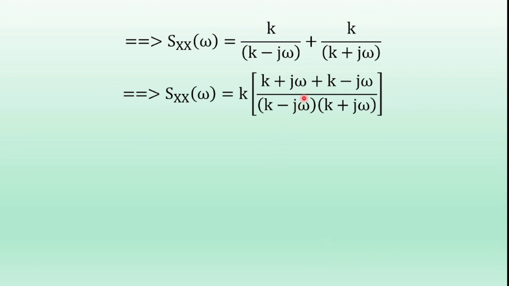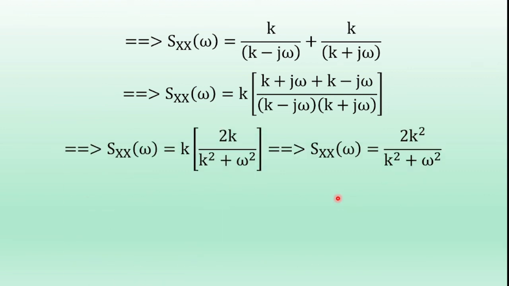In the numerator, plus j omega and minus j omega cancel, and the remaining term is k plus k, which is 2k, so k into 2k. The denominator is (k minus j omega) into (k plus j omega), which is k square minus (j omega) whole square. Since j square is minus 1, minus into minus is plus, therefore the denominator is k square plus omega square. Therefore the power spectral density of the given autocorrelation function is 2k square by (k square plus omega square).